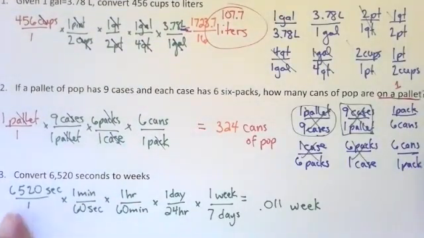So you start off with 6,520 seconds over 1. You notice I didn't write my conversion factors over here, but you would have had seconds to minutes, minutes to hours, hours to day, days to week. And when you multiply and divide, you end up with 0.011 weeks when you round.